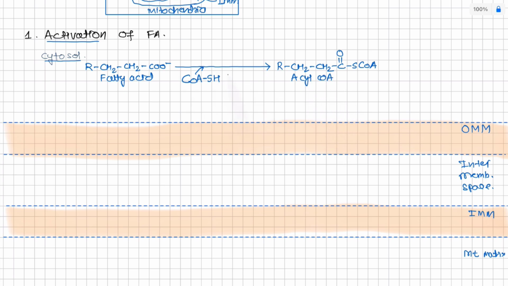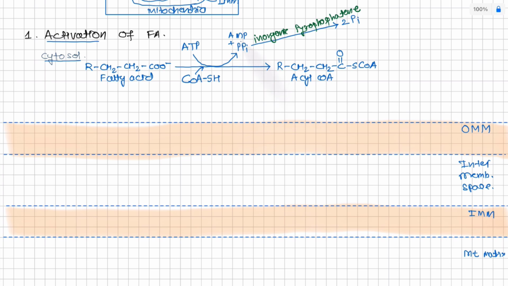Now this reaction requires energy. That energy is provided by ATP. So ATP is broken down. Its two high energy bonds are used. So ATP gets converted to adenosine monophosphate plus inorganic pyrophosphate. As soon as inorganic pyrophosphate is generated, it is immediately broken down to 2 inorganic phosphate, and this reaction is catalyzed by the enzyme inorganic pyrophosphatase.